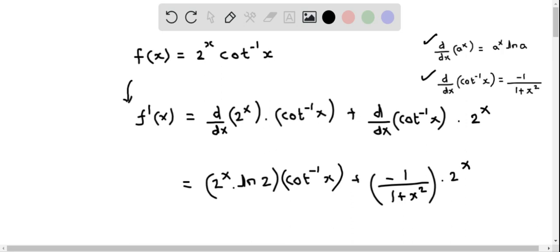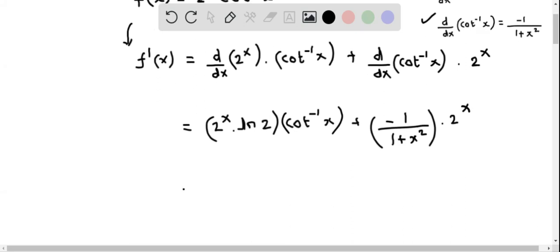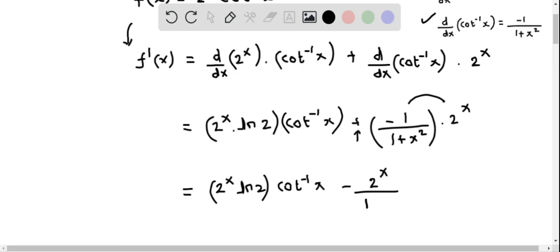The next step, we can simplify this expression. The first expression remains the same, that is 2 to the power x times the natural logarithm of 2 multiplied with cot inverse of x. In the second expression, we have negative 1 times 2 to the power x. So this becomes a negative 2 to the power x, and we will finally have negative 2 to the power x divided by 1 plus x squared. So this is the correct expression for the derivative of the given function, f prime of x. So the correct choice is D.